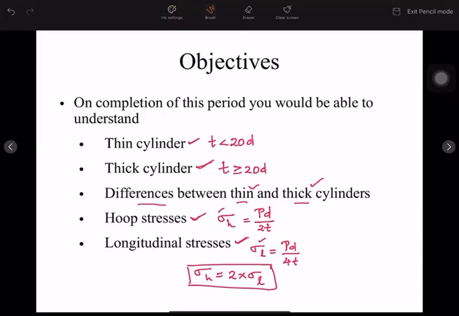These are the things which we have achieved in this tutorial, and we'll conclude it here. In the next class, we'll discuss in detail these stresses and the strains which are developed because of these stresses, and further we can solve some numericals on this particular topic.